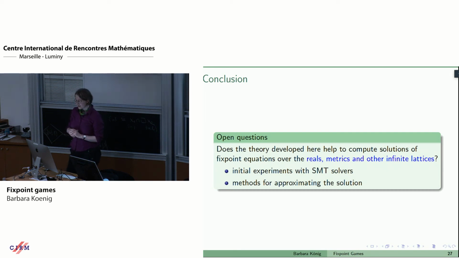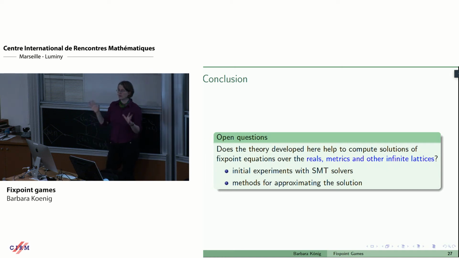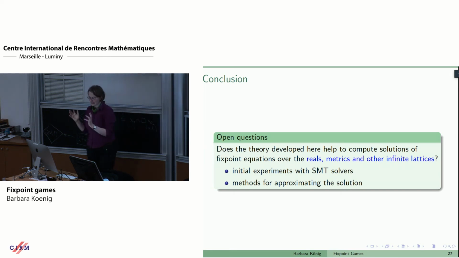And so in order to do this, we did some initial experiments with SMT solvers. So we set up first-order formulas that characterized whether Eve has a winning strategy. And we put them into SMT solvers, and if the formula is satisfiable, you get a winning strategy or not. This kind of works, but I have to admit it doesn't actually scale very well.